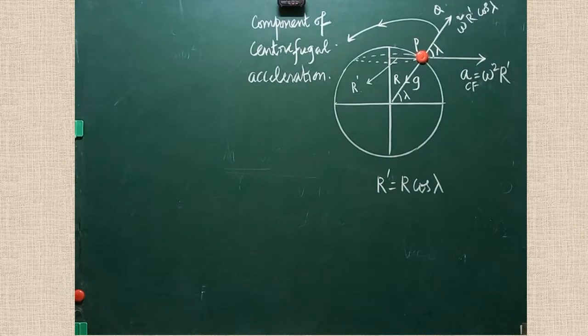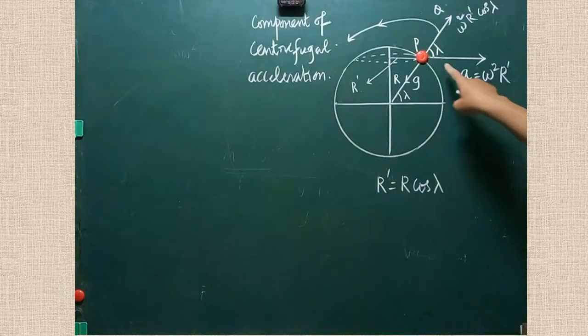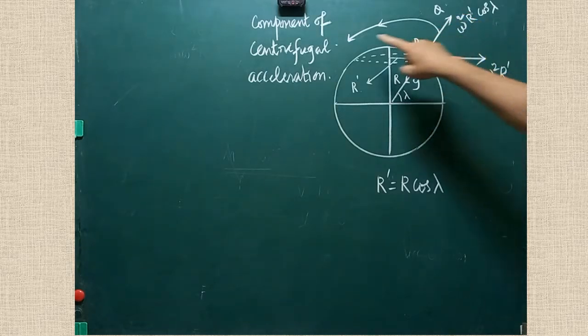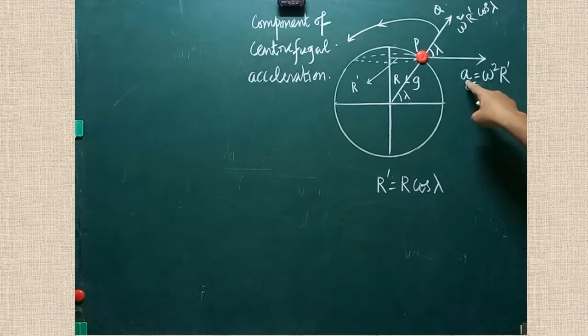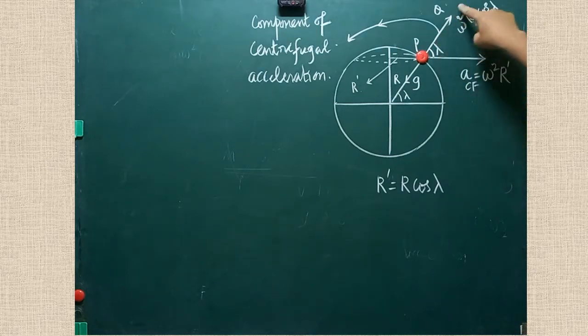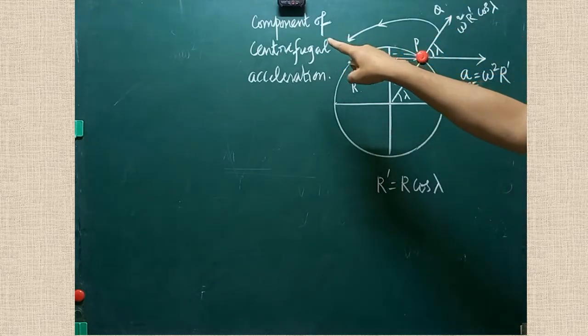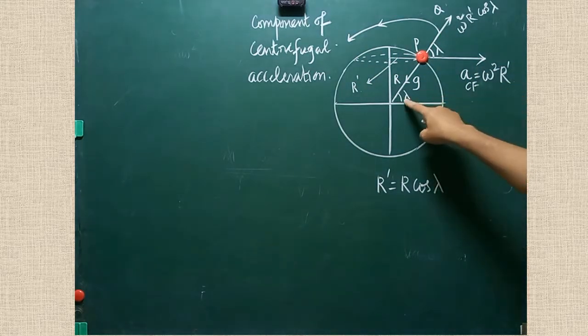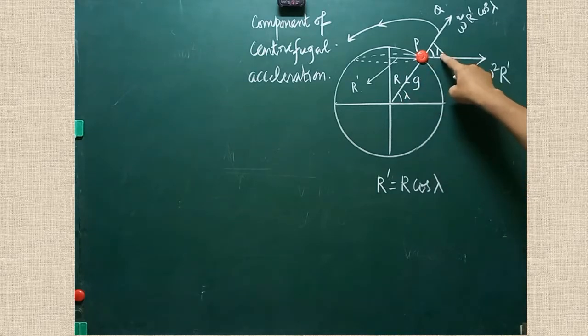Now we are in the final step. Look here. This is the direction in which the centrifugal acceleration is acting. Its expression is omega square r dash. That one was already derived. Here, this is the direction in which the horizontal component of the centrifugal acceleration is acting. How to get the expression for the horizontal component? Here lambda is the latitude angle. The same latitude angle lambda will exist here.